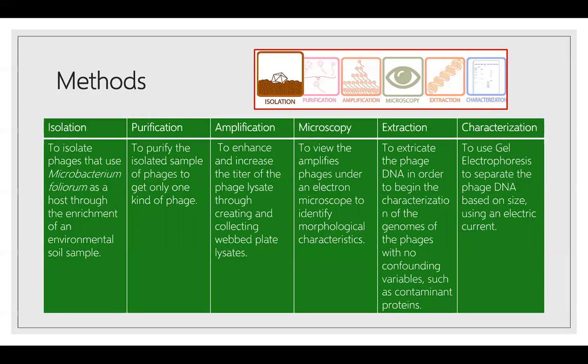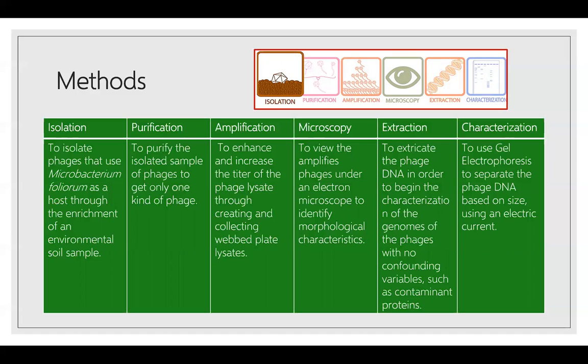There was a deep system of methods that we used in order to get all the results that we did. First, we had to use isolation to isolate the phages that use Microbacterium florarium through an enriched soil sample, which we collected throughout the state of Kentucky. Then we had to purify the phage to get only one particular phage. Then we amplified the number of phage to increase the titer in the phage lysate through creating and collecting webbed plate lysates.